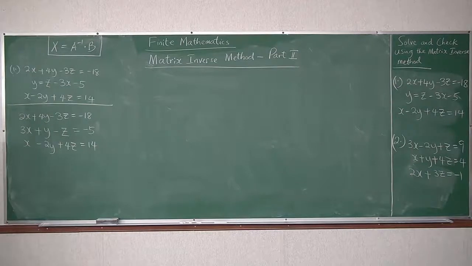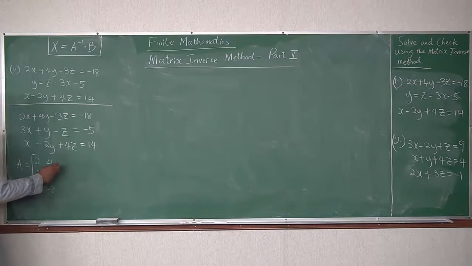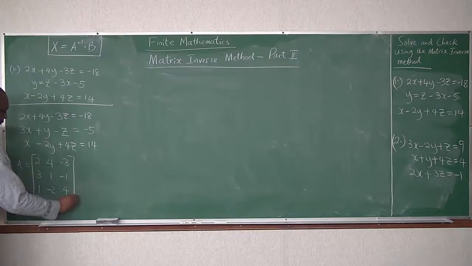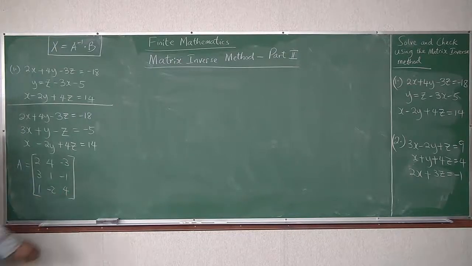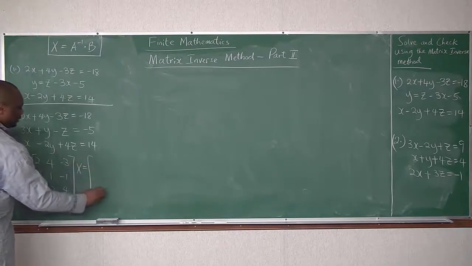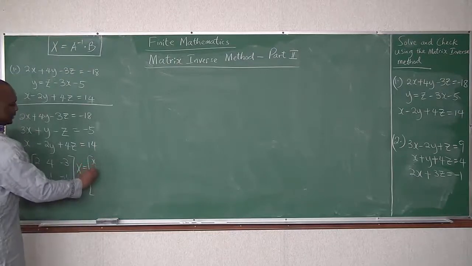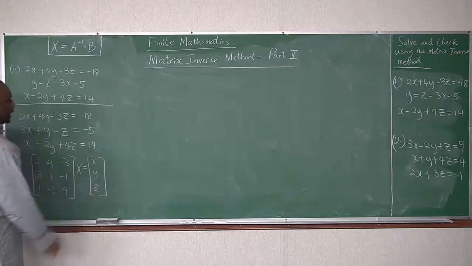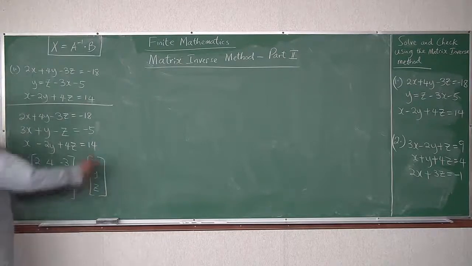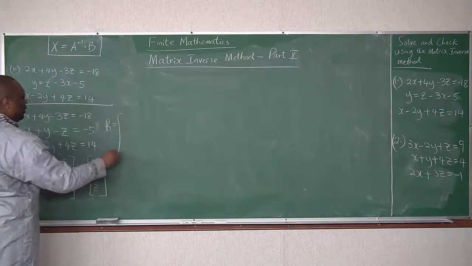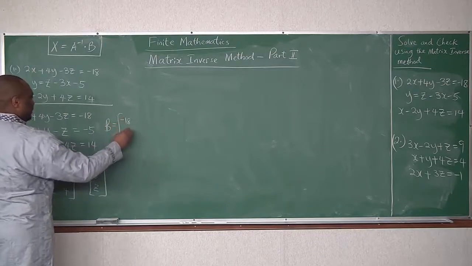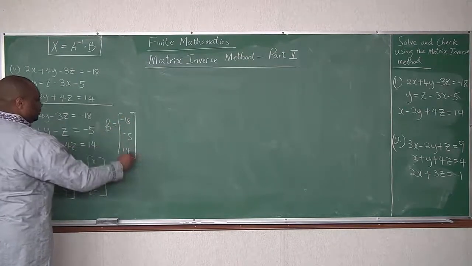Let's now write our matrix of coefficients. A will be 2, 3, 1, 4, 1, negative 2, negative 3, negative 1, 4. Our x will be the variables x, y, z. And then our b will be the constants, negative 18, negative 5, 14. All right.